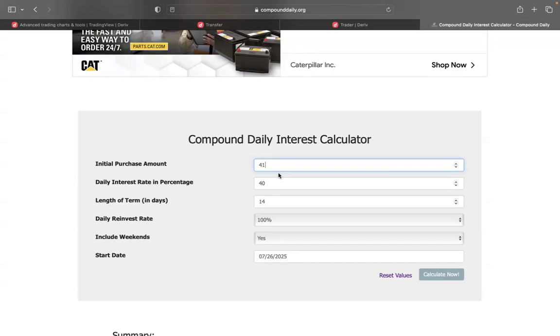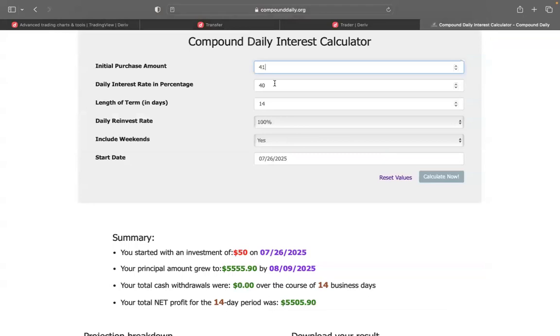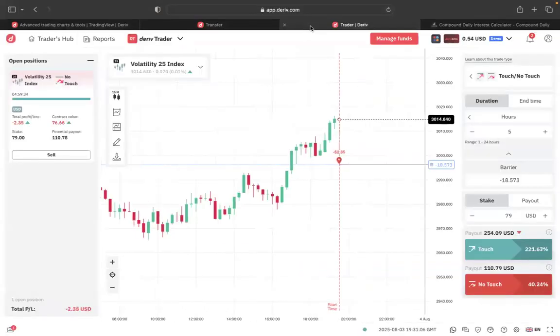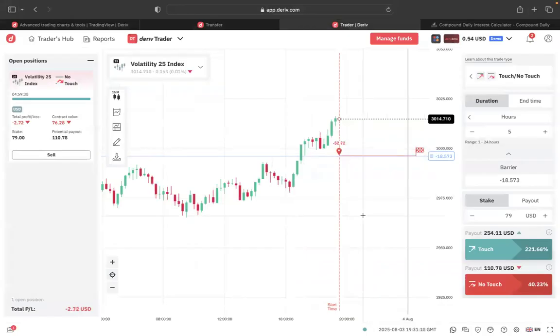Now, doing this, what I just did here, for 14 days, is going to take your $50 to $5,500, and it's going to take your $100 to over $10,000. And we are just going to be doing this with proper analysis. All you need to do is take the signals. This is how I'm going to give you the signal. Go to Volatility 25 Index, touch/no touch, duration 5 hours, and I'm going to give you the value for this barrier. Value minus 18.573. And use your stake and go for no touch. It's as simple as that.